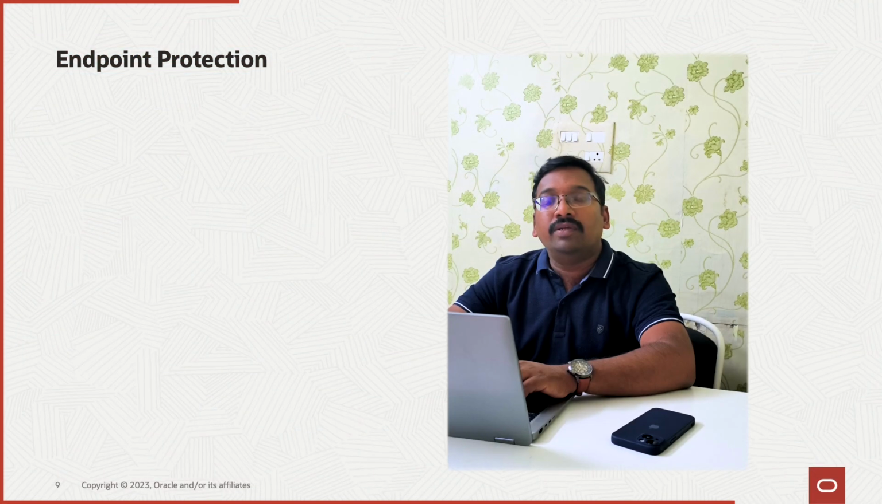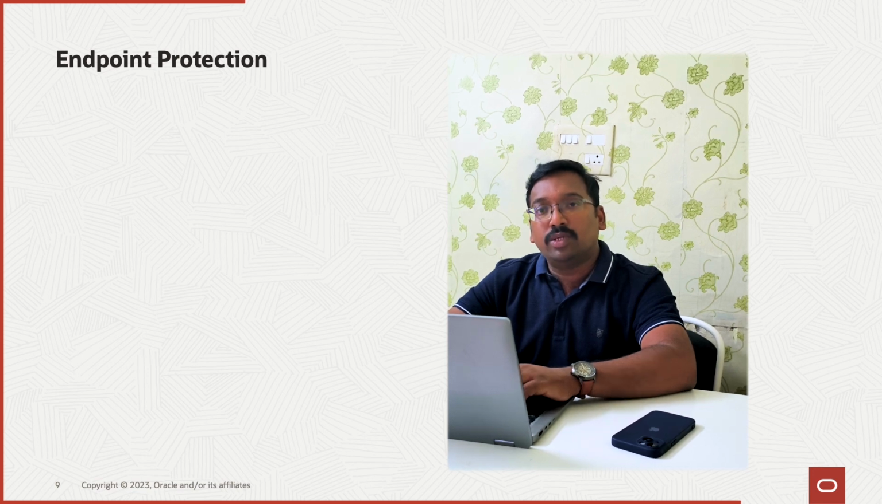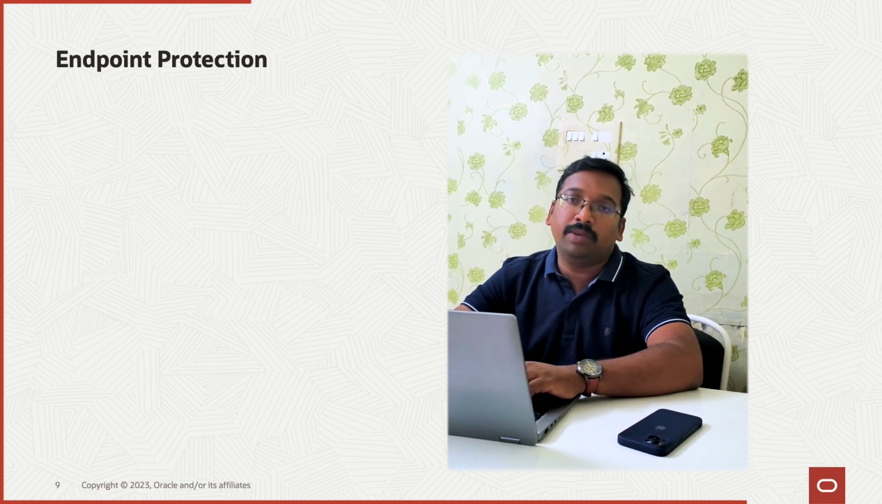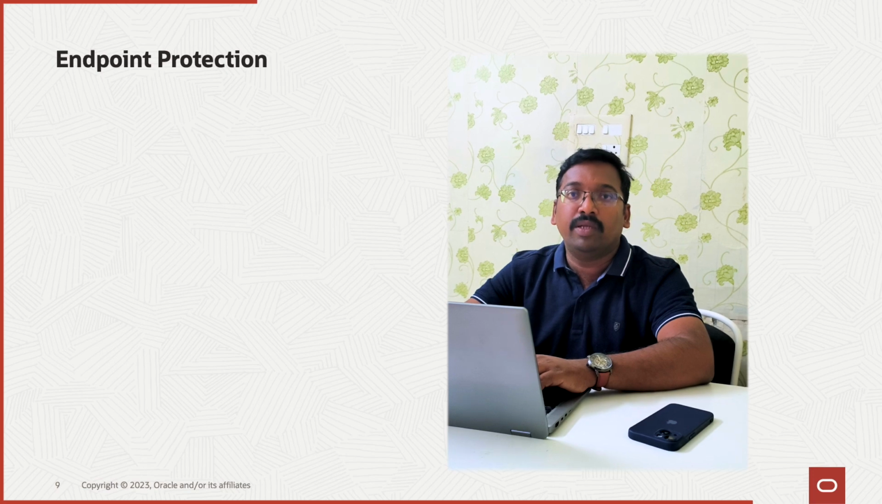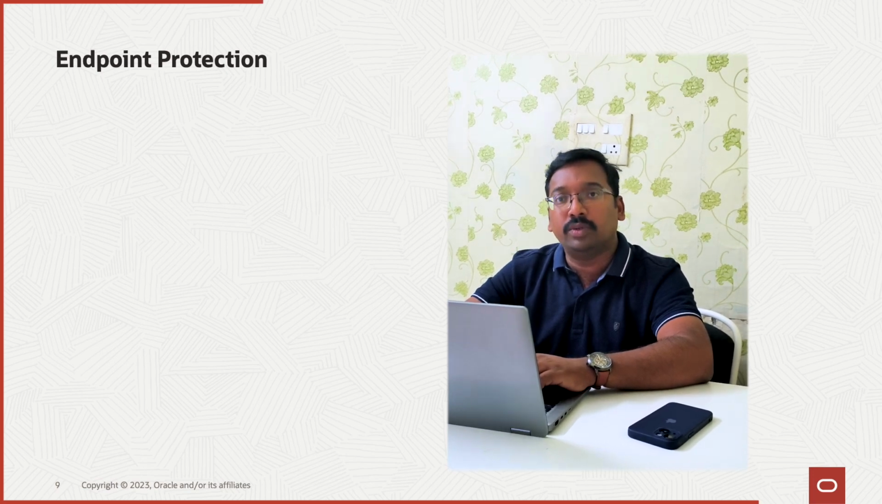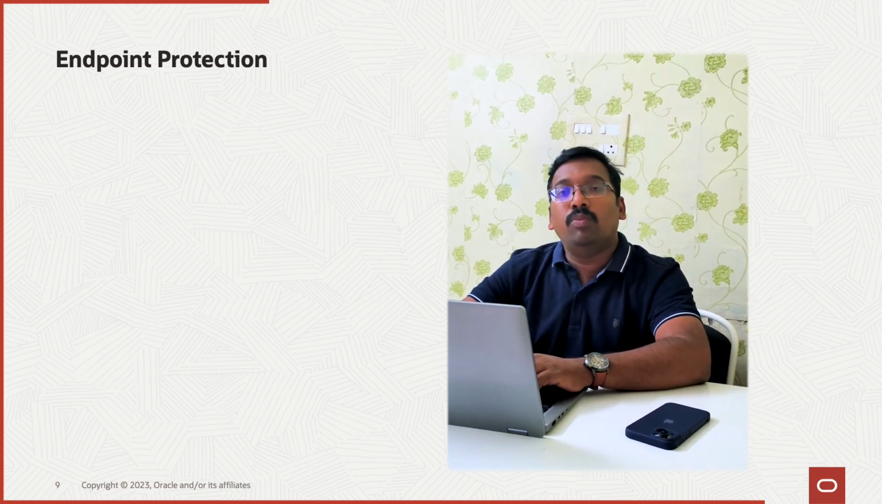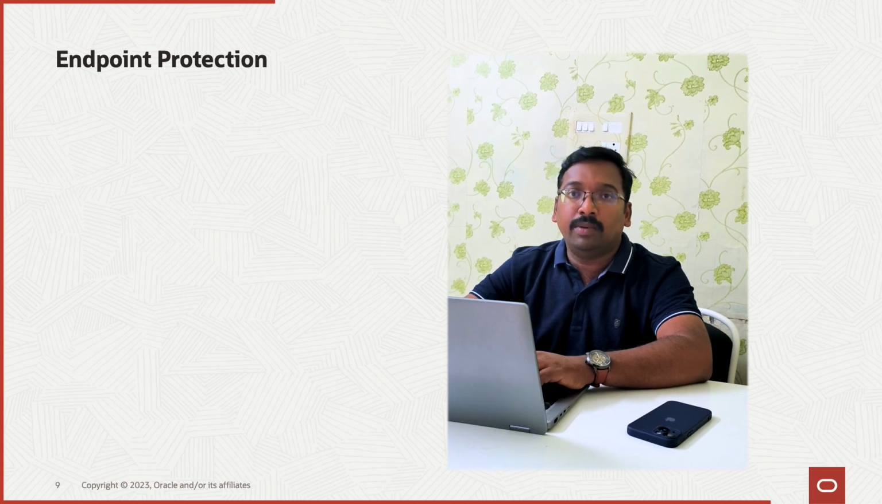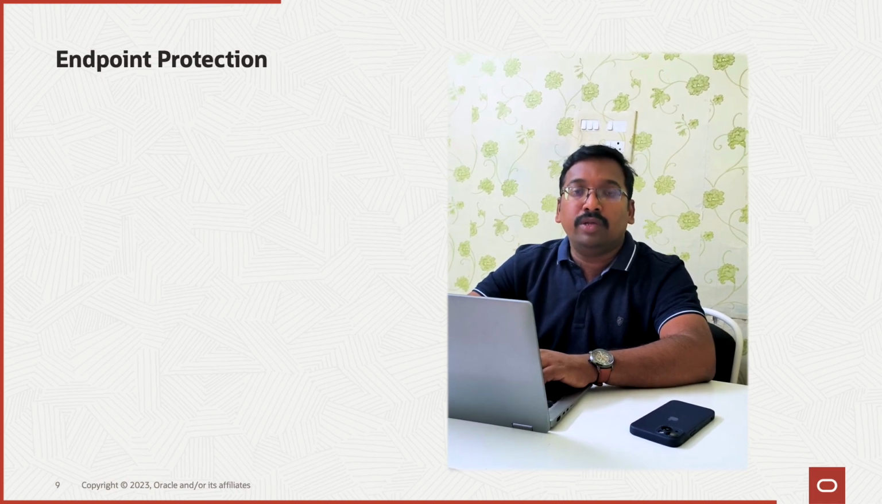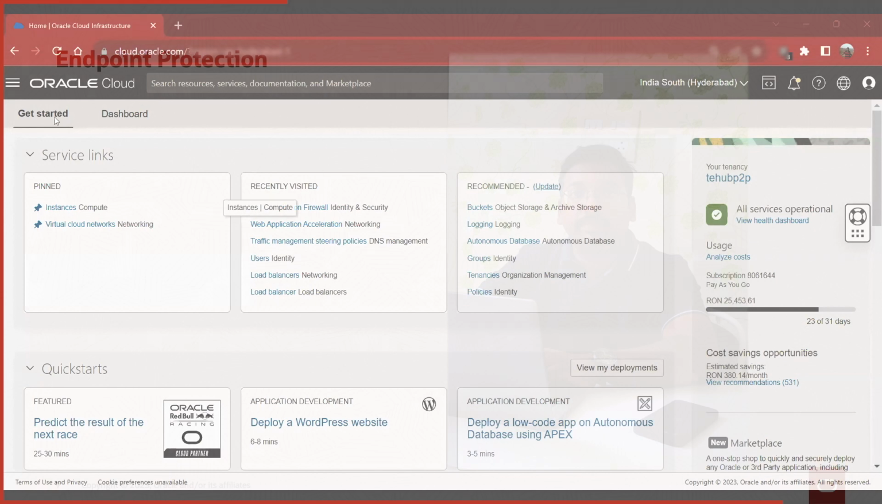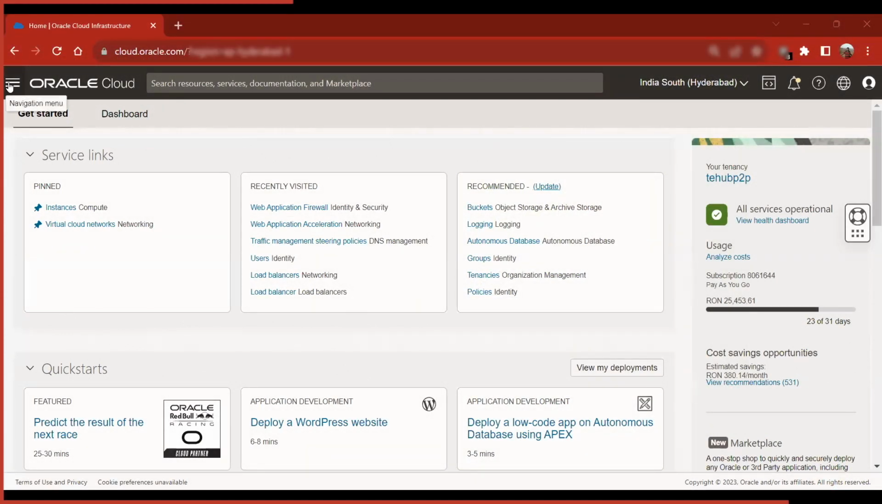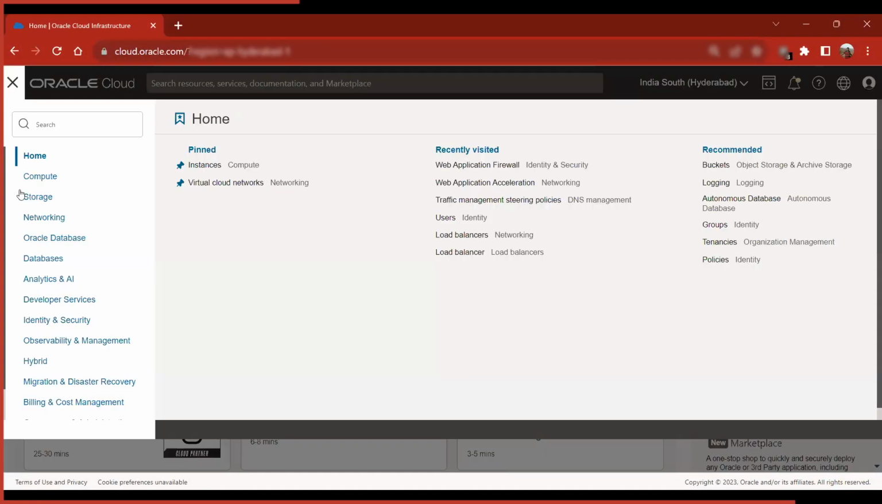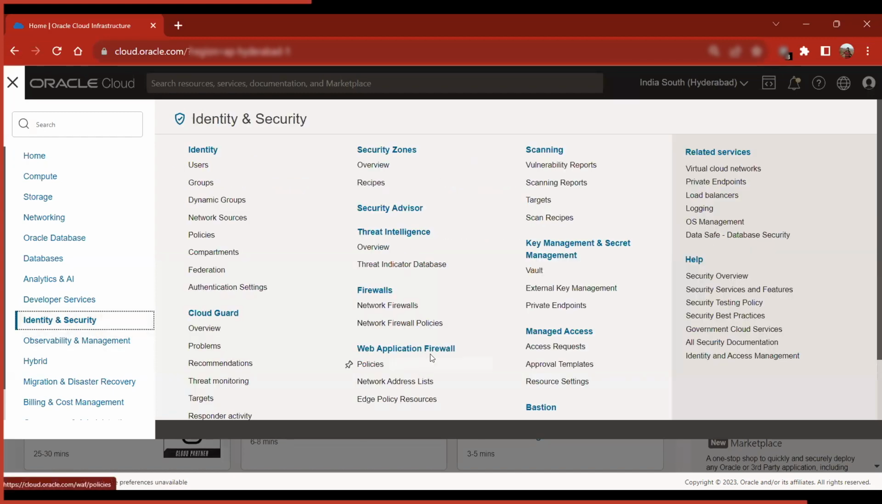Web applications are often targets of malicious attacks that exploit vulnerabilities and misconfiguration in applications. Enforcing web application firewall access and protection rules can secure both internet-facing and internal applications. Let me show a demo on WAF configuration. Log into the OCI console. Click on the navigation menu. Click on identity and security. Click on web application firewall.